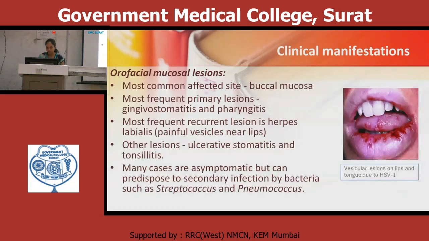Clinical manifestations in detail. The figure shows vesicular lesions on the lips and tongue due to herpes simplex virus 1 infection. That is the orofacial mucosal lesion. Most commonly affected site, buccal mucosa. Most frequent primary lesion is gingivostomatitis and pharyngitis. Most frequent recurrent lesion is herpes labialis, painful vesicles near the lips. Other lesions are ulcerative stomatitis and tonsillitis. Many cases are asymptomatic but can predispose to secondary infection by bacteria such as pneumococcus and streptococcus.